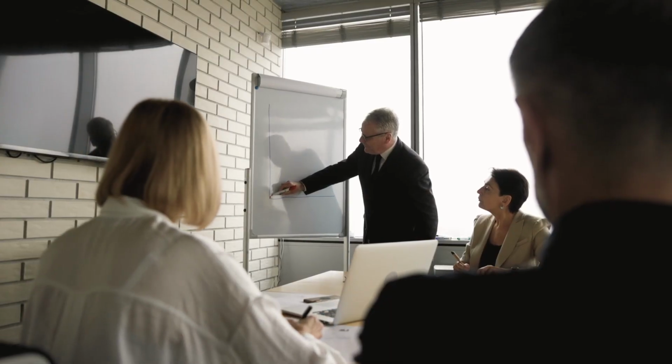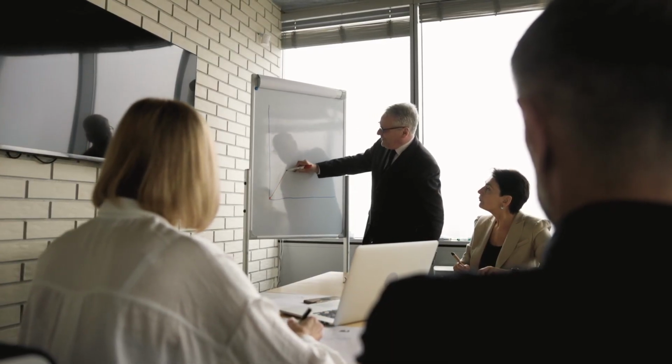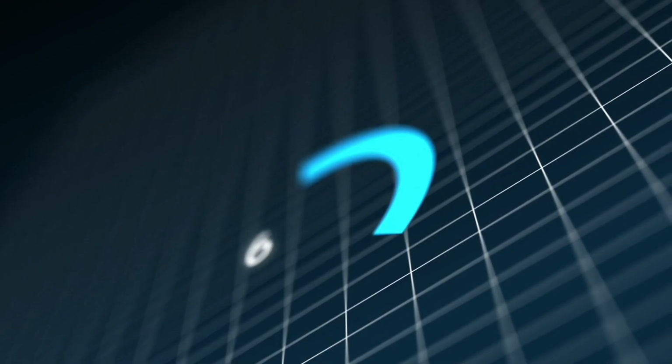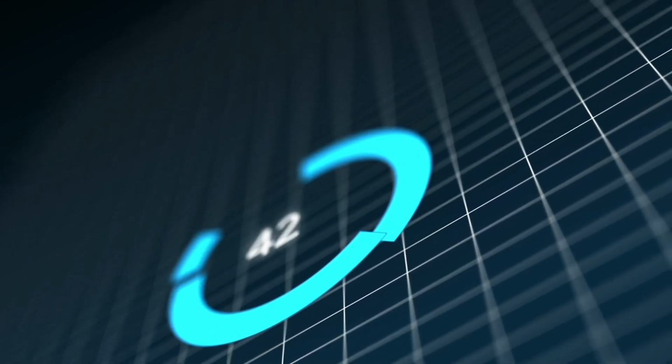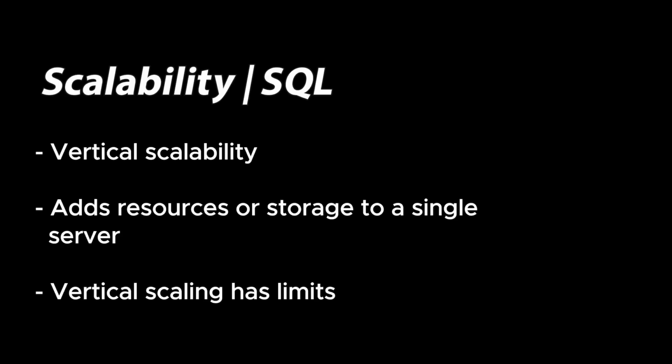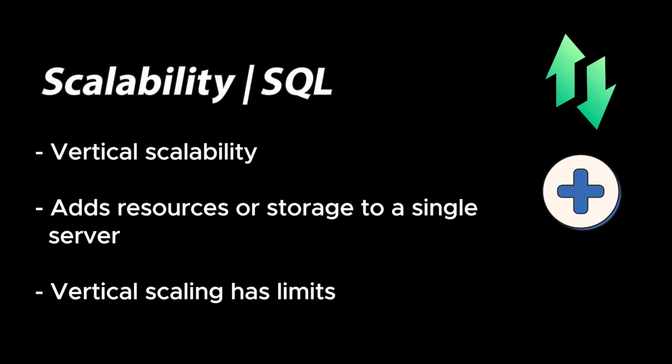The second difference is scalability. This means a system's ability to handle increasing amounts of data, users, or tasks without slowing down or crashing. SQL databases are traditionally designed for vertical scalability, meaning you can increase the capacity of a single server by adding more resources or storage. However, there's a limit to how much you can improve the performance of a single server through vertical scaling.